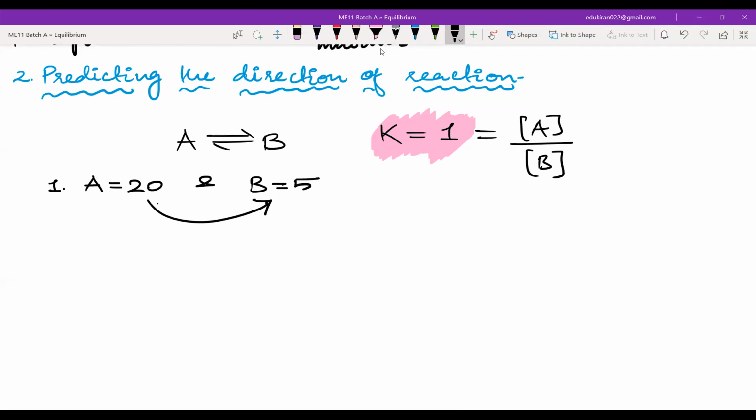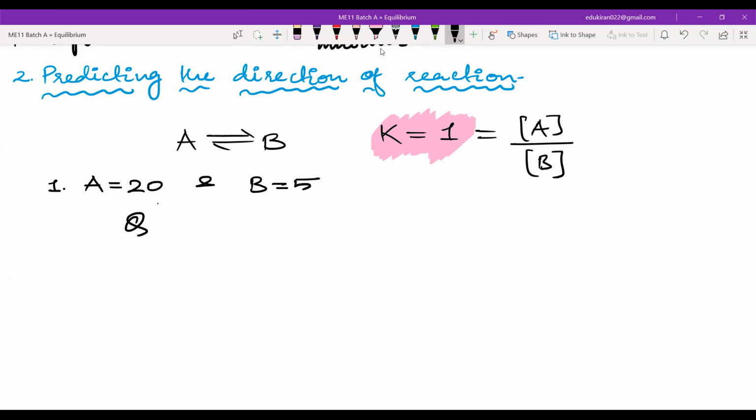So slowly the amount of A will be decreasing, the amount of B will be increasing, and at some point of time they will be equal. And at that point, you can say that the equilibrium has been maintained. Now we have reached the point of equilibrium. So in this case, let us try to see how we do this and how we generalize this thing.